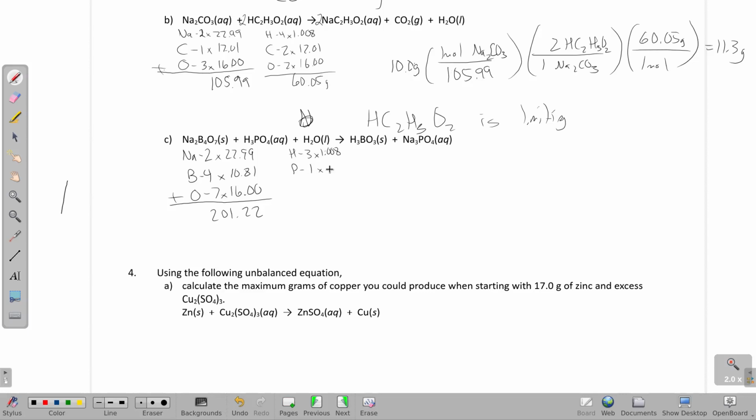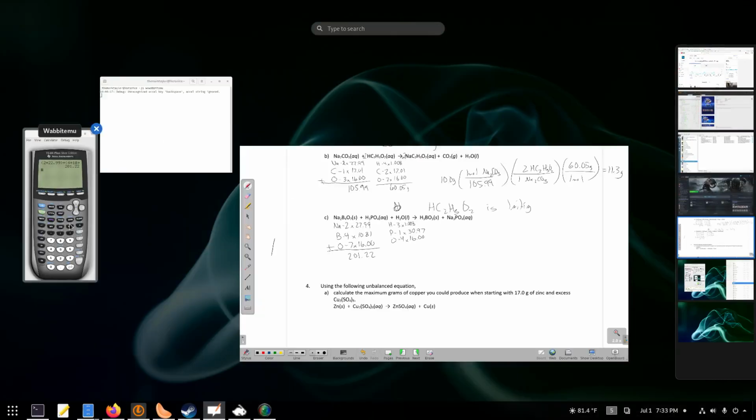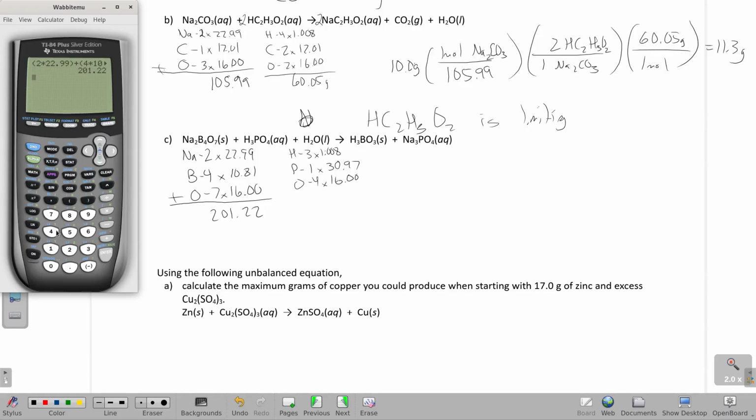let's see, phosphorus has a molecular weight of 30.97 and oxygen 16. So 4 times 16 plus 3 times 1.008 plus 30.97 is 98.00.